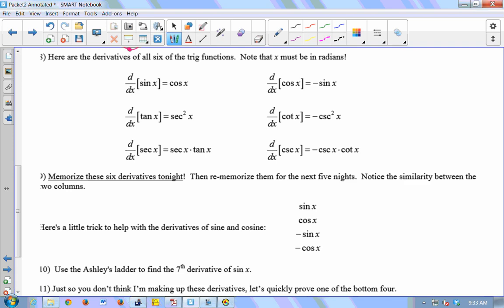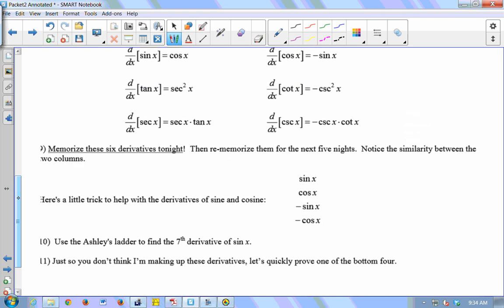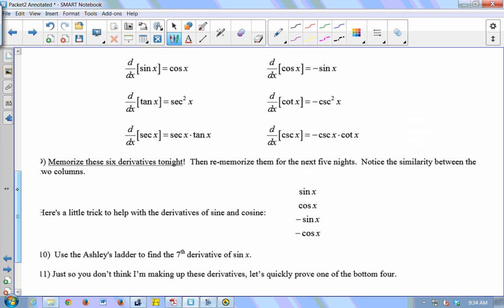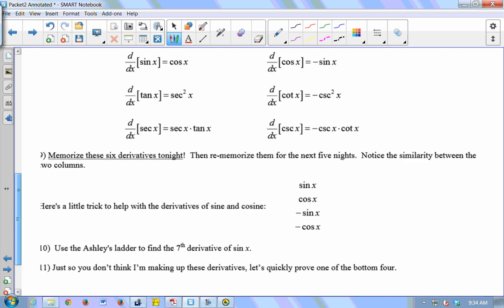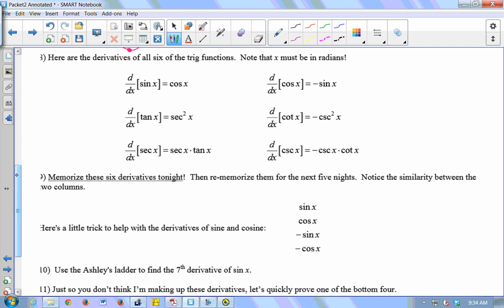Memorize these tonight and rememorize them for the next 5 nights. They should be your best friends for all time, right? You should wake up in the middle of the night and know these trig derivatives. Well, you can bring a note card to class on Monday. And if I put a trig derivative on the quiz, it will be like sine or cosine or tangent.